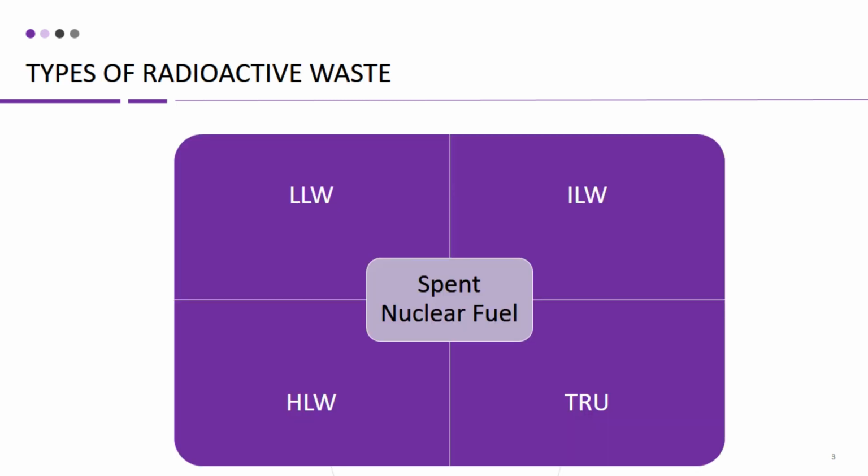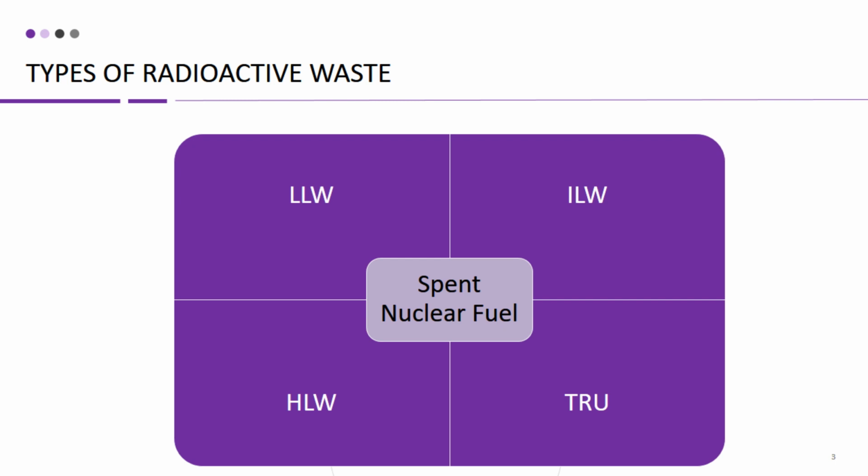Radioactive waste is classified into different categories based on its radioactivity levels and the type of isotopes it contains. The classification may vary depending on local regulations and standards, but generally, radioactive waste is categorized as low-level, intermediate-level, or high-level waste. Let us go over these types.